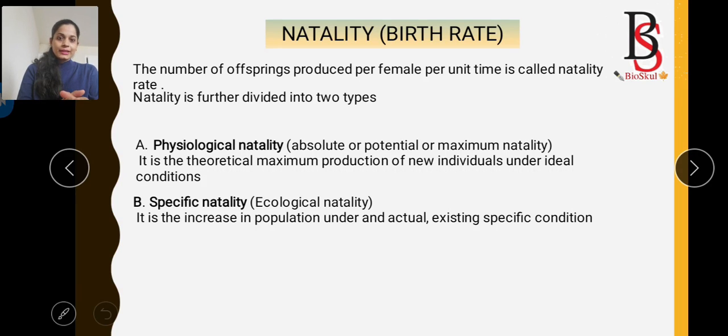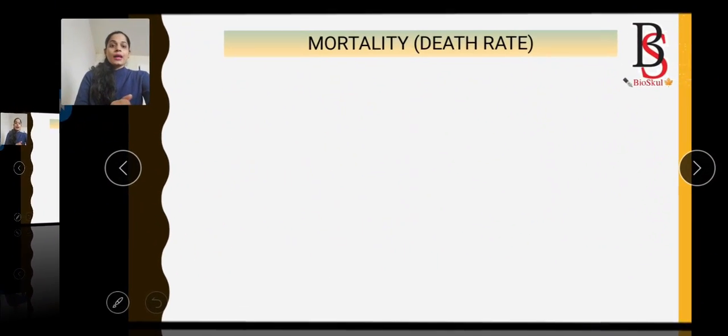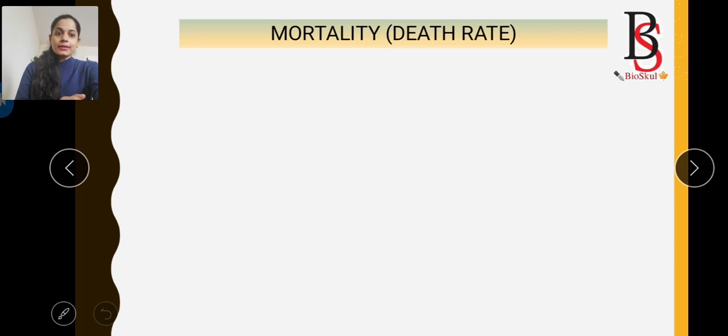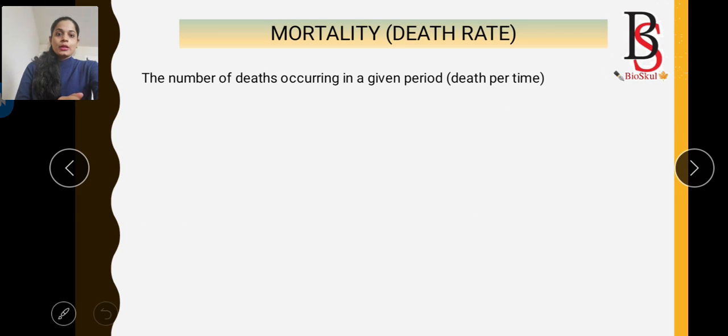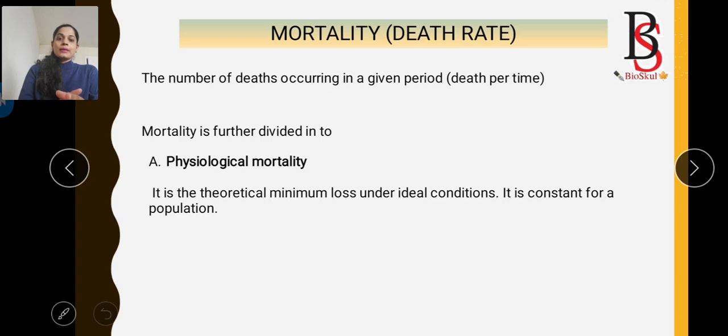Natality that is impacted by these factors is known as the specific natality. Now, what is mortality? Mortality is also called the death rate. Mortality is defined as the number of deaths occurring in a given period in a particular area. Mortality is further divided into two types. The first one is the physiological mortality. It is the theoretical minimum loss under ideal conditions, that is, the natural death of an individual.